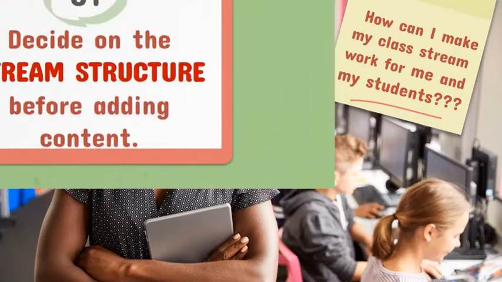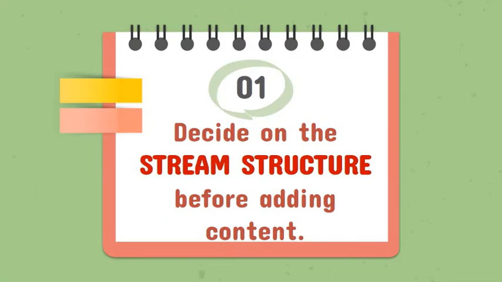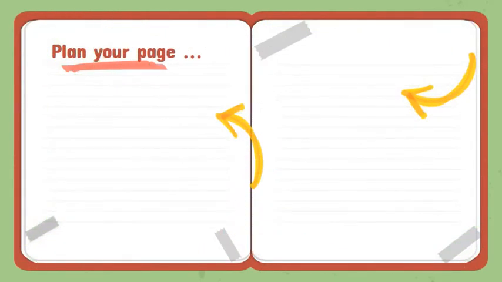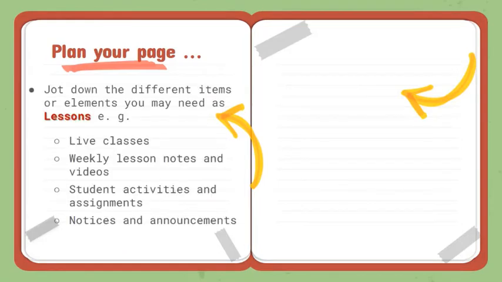First of all, I encourage you to decide on the class stream structure before you add any content. Basically, this is about planning your page before you start, the way you would plan your lessons. You want to jot down the different items or elements that you may need as lessons. Lessons are the segments that are going to be your headers on your class stream. You may choose some different information to put onto your class stream, but you need to decide what that will be before you start.